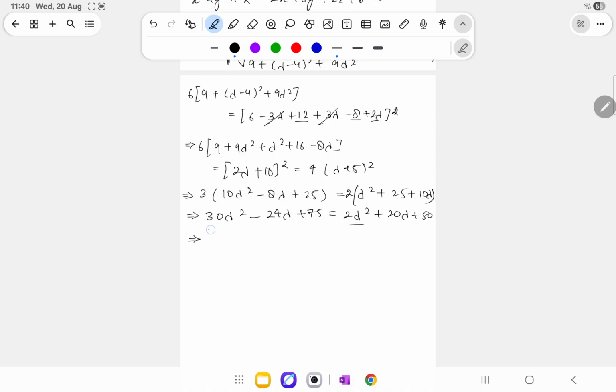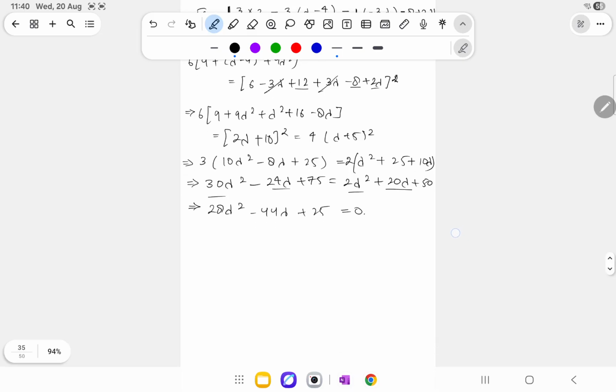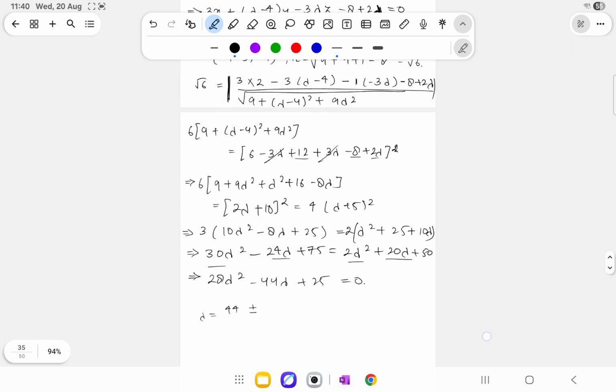28 lambda square minus 44 lambda plus 25 equals 0, which gives lambda equals 44 plus minus... Have I done something incorrect? Let me just check.